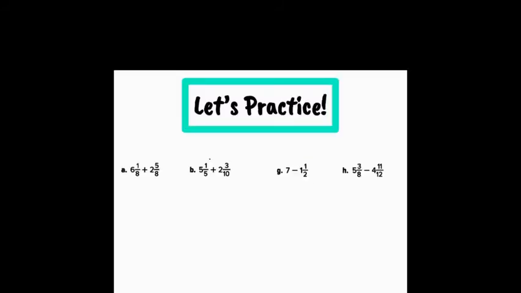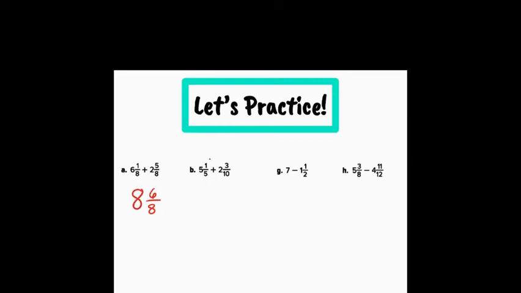All right, let's do some practice problems and work through some of these together. Letter A, 6 1/8 plus 2 5/8. So this is easy because they're like fractions. If they're like fractions, you're just going to add the numerators together. 1 plus 5 equals 6. We're going to put it over the same denominator. And then we can add the whole numbers. 6 plus 2 equals 8.